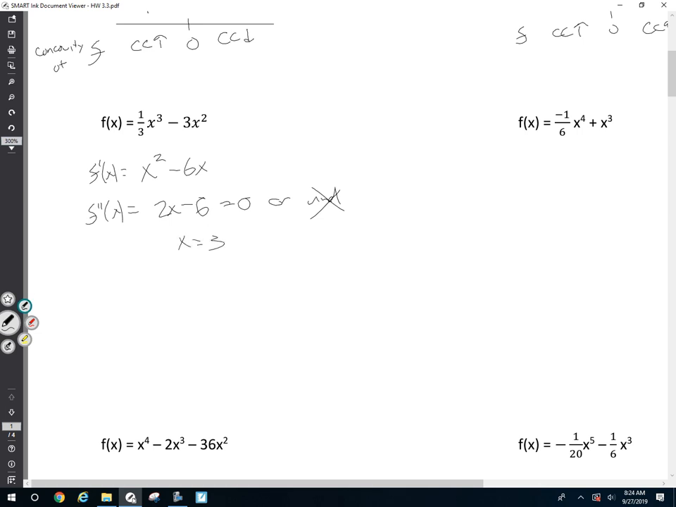Step 3, sign analysis of f double prime. If I plug in 4, 8 minus 6 is positive. If I plug in 0, negative 6, negative. Since f double prime is negative, f is concave down. Since f double prime is positive, f is concave up. x equals 3 is a point of inflection.